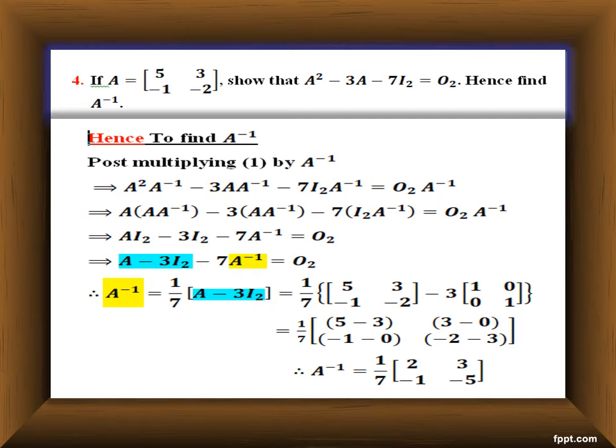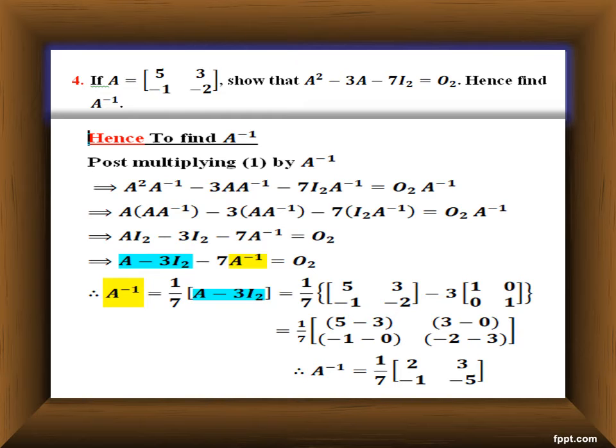Okay. Now we have already proved that A square minus 3A minus 7 I2 equals O2. So post multiplying equation 1 by A inverse, we are getting A square into A inverse minus 3A into A inverse minus 7 I2 into A inverse equals O2 into A inverse. Whenever we multiply with the same base, we add the powers. So like that you can simplify, so that we get A power 2 minus 1, that is A power 1.